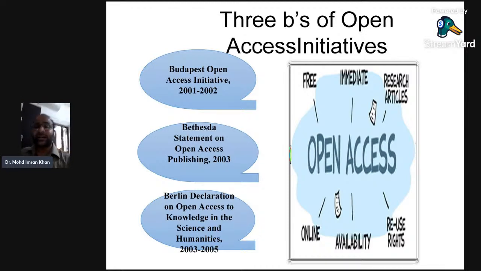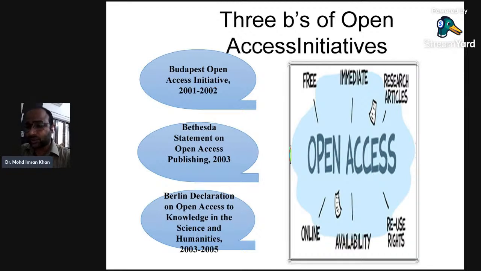The three Bs which I have earlier discussed with you: the Budapest Open Access Initiative that was led on in 2001 to 2002. In 2003, the Bethesda statement on open access publishing was adopted. Then in Berlin, there's a declaration on open access to knowledge in the sciences and humanities. So from 2003 to 2005, this initiative has been laid.